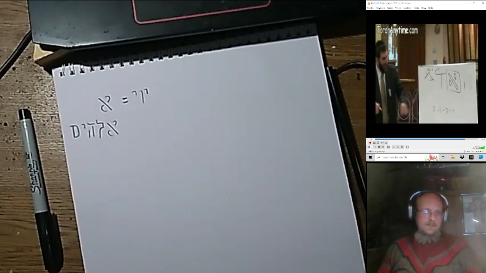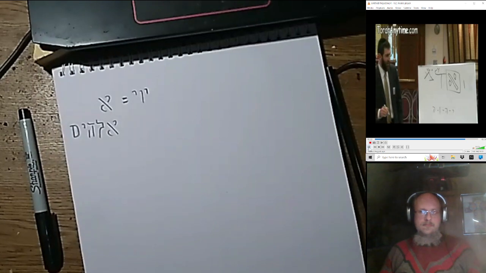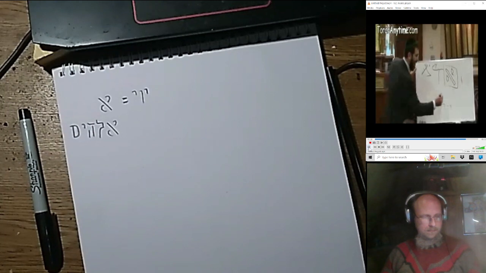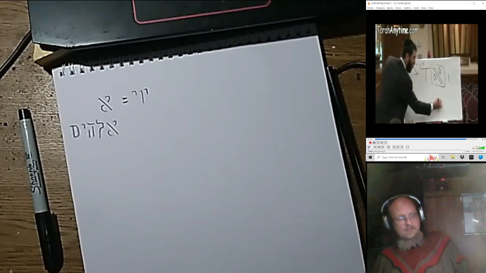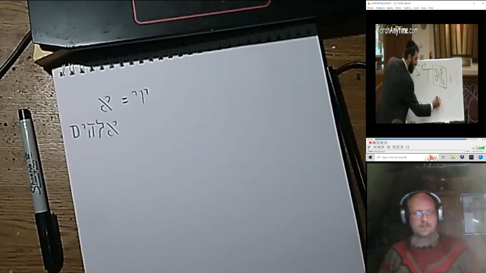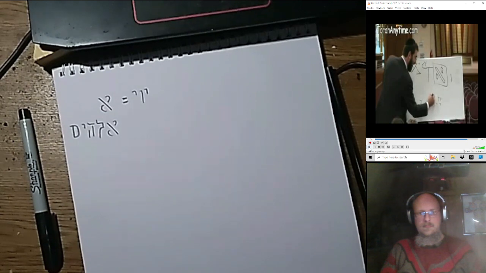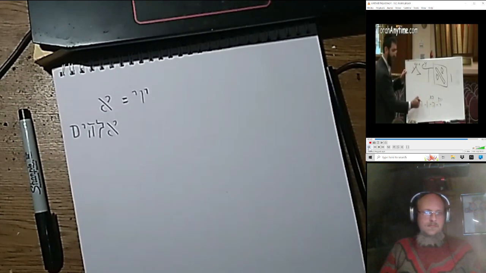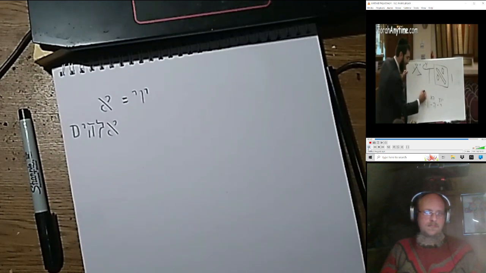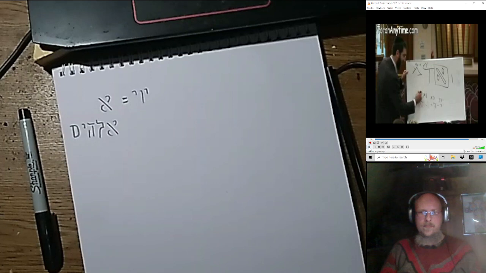Now, we could break up this word even further. Let's write it out. If I were to spell out a Yud, how would I write it? I'd write it like this. I'd write Yud, Vav, Dalet. If I were to spell out a Hey, I would write it like this. Hey, Aleph. If I were to write a Vav, I'd write it like this. Vav, Aleph, Vav. If I were to write a Hey, I'd write it like this. Hey, Aleph. Okay. Yud, Hey, Vav, Hey. I'm just spelling out the letter. That's the way you spell these letters.